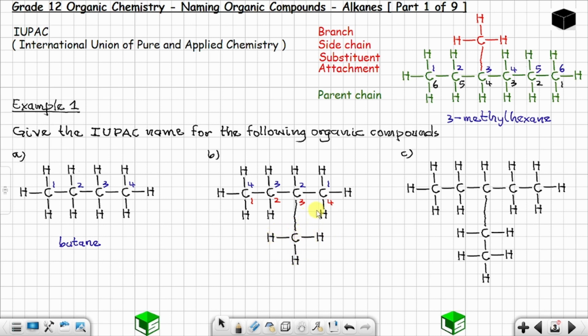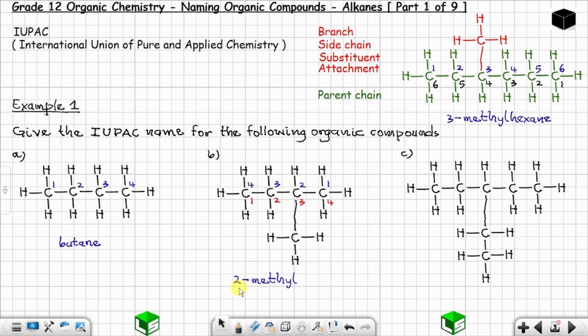So the correct one, if you check, you will see that it will be from right to the left, and this is in blue. Because with the one in blue, the branch will be located on carbon number 2. But if you choose the one in red, the branch will be located on carbon number 3. So you can disregard this. You don't need this. So now on carbon number 2, you have this branch which is called a methyl. So it will be 2-methyl.